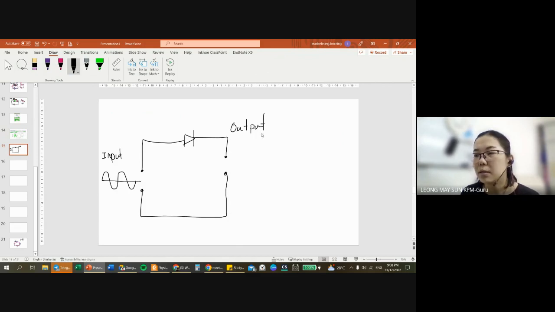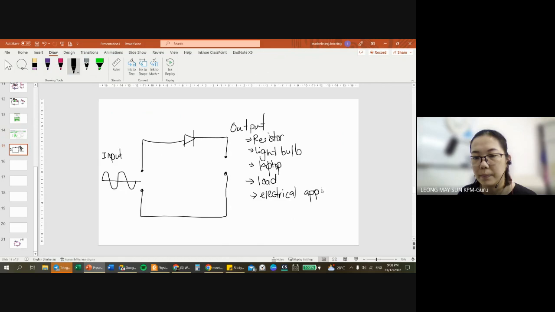Now, what is going to be at the output? Output can have a resistor. Output can have a light bulb. Output can be our laptop. Or in short, sometimes they actually use the word load, beban. And output can also be any electrical appliances, whatever you can think of that is connected to the output.